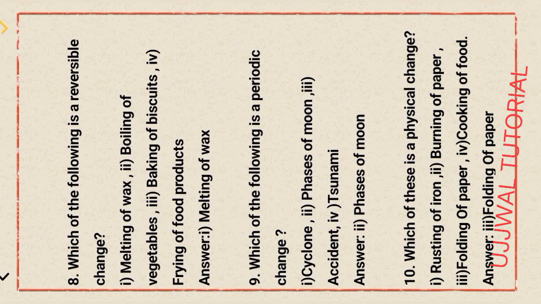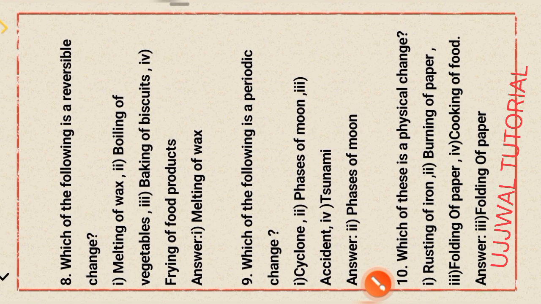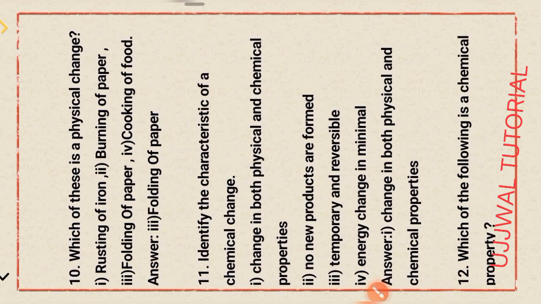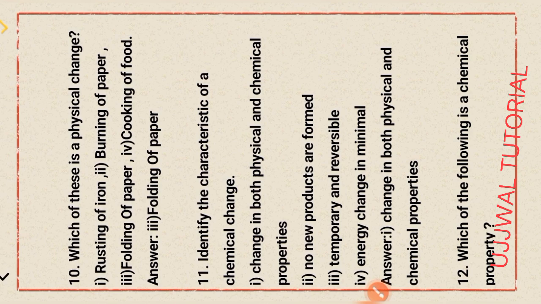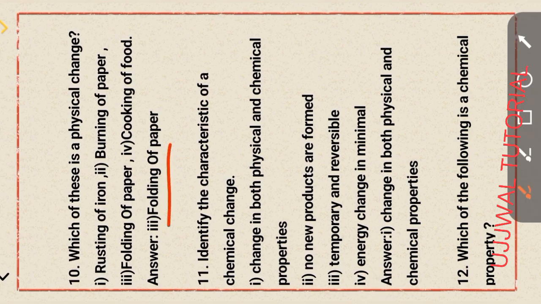Next question, question number 10. Which of these is a physical change? Folding of paper. Folding of paper is a reversible physical change. But rusting of iron is a chemical, irreversible change. Burning of paper is a chemical, irreversible change. Cooking of food is a chemical, irreversible change.